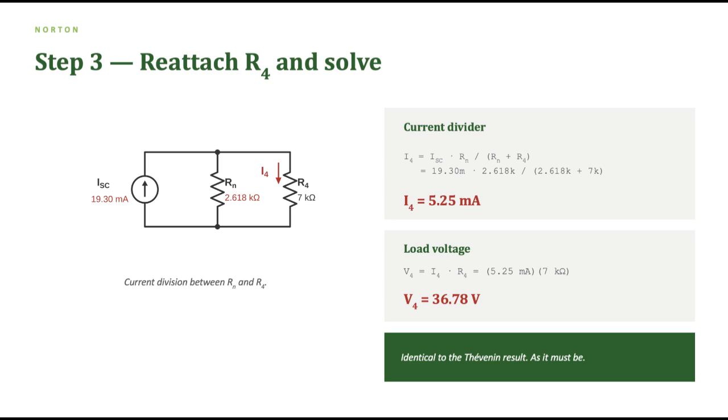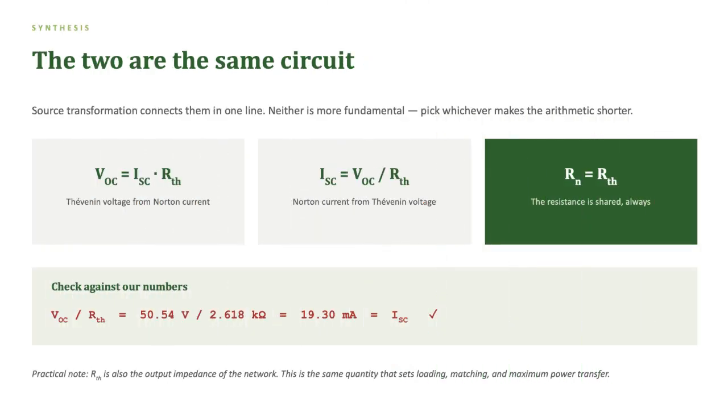V4 equals 36.78 V. 2 different equivalents. 2 different formulas. 1 physical answer. That is not a coincidence to be noted and moved past. That is the theorem being true, in front of you. This slide is the reason we solved it twice.